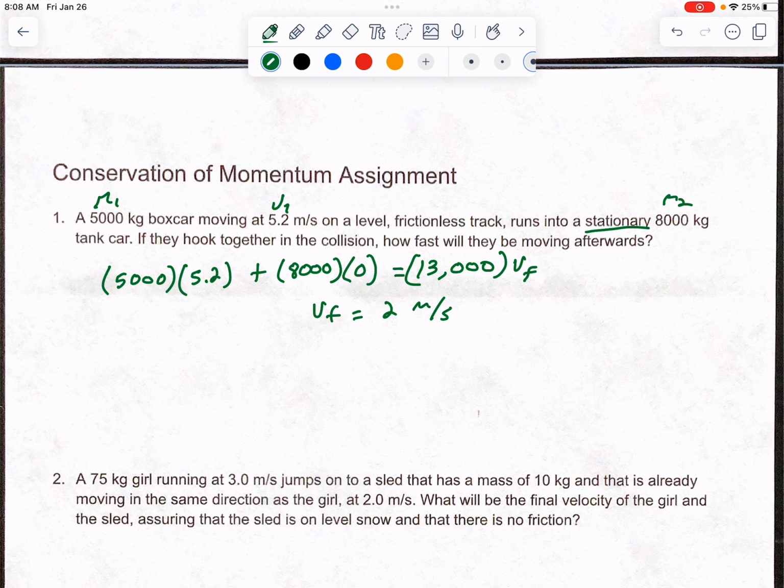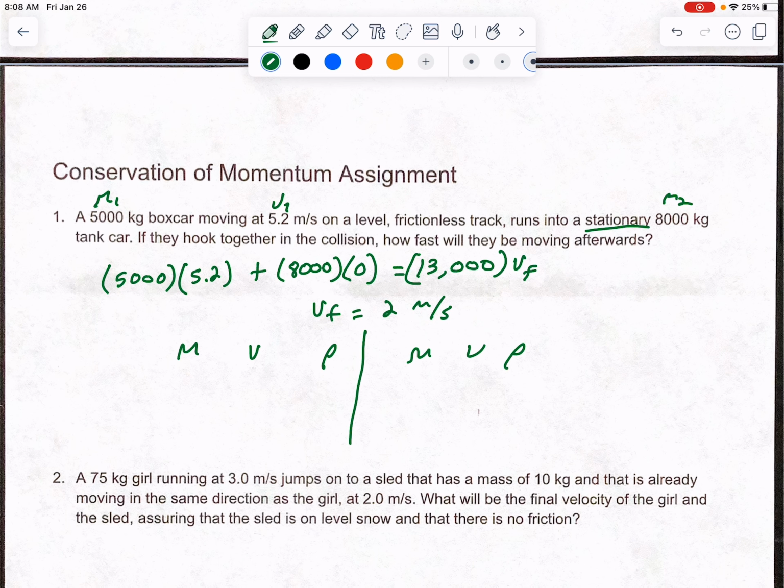Now, if you're doing the MVP way, I can show you. I'm not going to do this for every single problem, but this is the MVP way. You would set up your mass. The left side would be before, the right side would be after. My first mass would be 5,000, its velocity would be 5.2. Then my mass 2 is 8,000, and that velocity is 0.